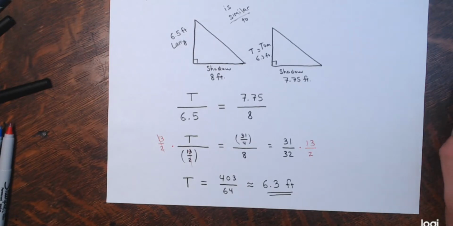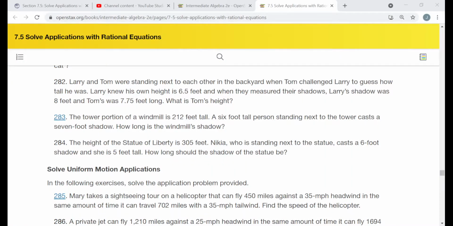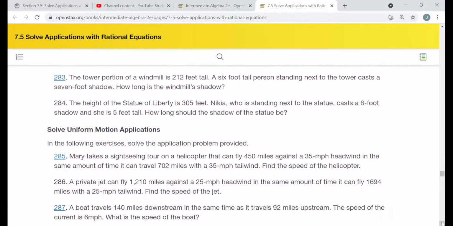Next example. All right, more shadows. I think all of these are shadow problems. Same kind of problem. So exercise 283. This will be example 9. The tower portion of a windmill is 212 feet tall. A 6-foot tall person standing next to the tower, again at the same time of day, casts a 7-foot shadow. How long is the windmill's shadow?